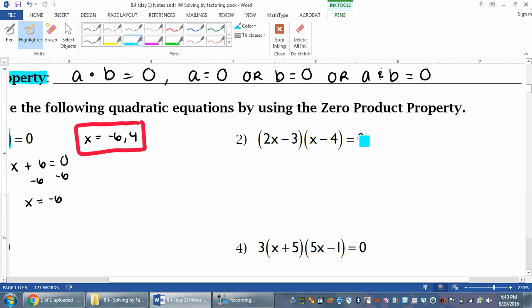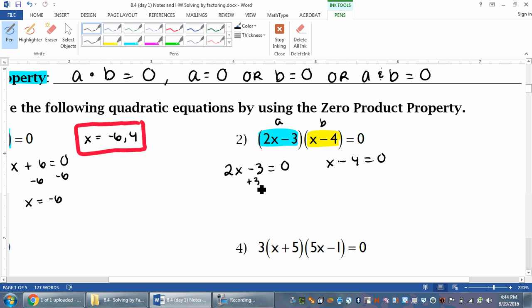Again, look at number 2. They're already factored. So I have 2x minus 3 times x minus 4. When I multiply those two binomials together, I'm going to get 0. So by the zero product property, it's either A is 0, or B is 0, or both of them are 0. That's how I got it. So either 2x minus 3 is equal to 0, or x minus 4 is equal to 0. So I have two linear equations. Go ahead and solve for x.